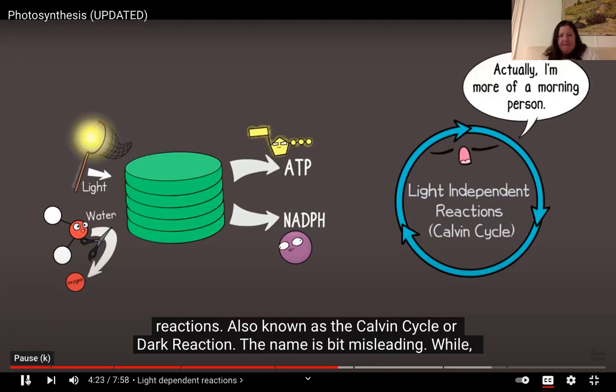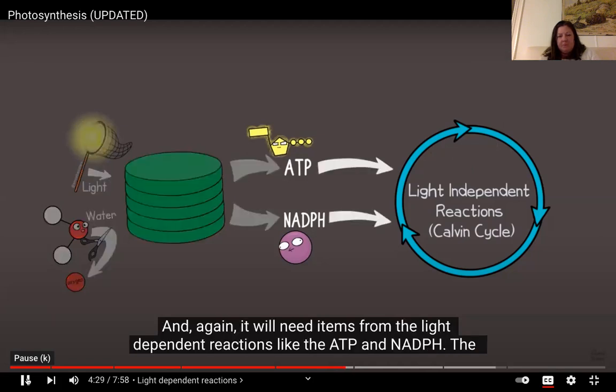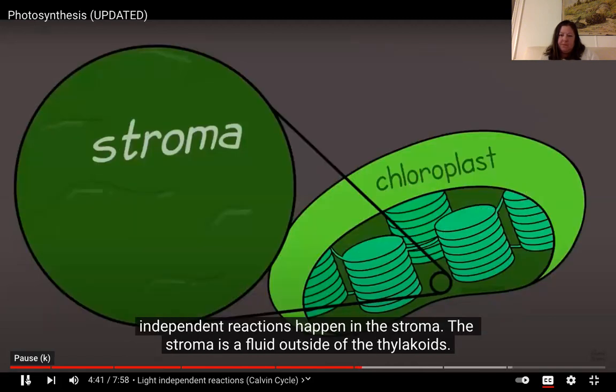The name is a bit misleading. While yes, the process isn't directly capturing light, it doesn't require darkness either. And again, it will need items from the light-dependent reactions, like the ATP and NADPH. The light-independent reactions still happen in the chloroplast, but specifically, the light-independent reactions happen in the stroma.